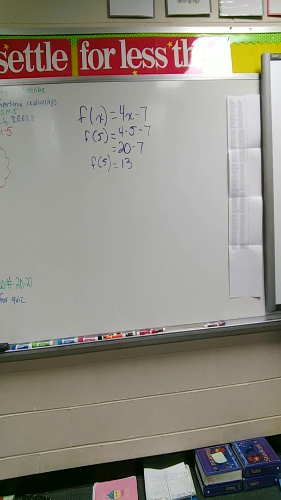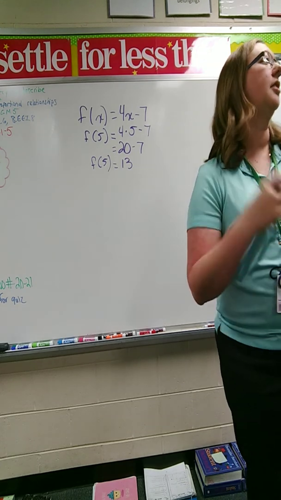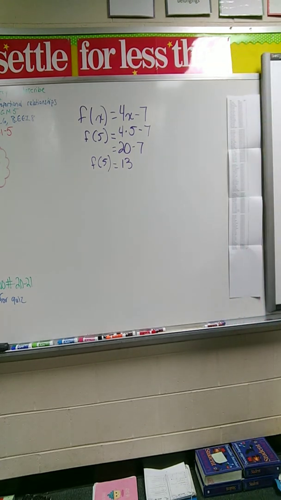What questions do we have? How did you get 5? How did I get 5? 5 was given. Hold on, one at a time. Yes, the problem will tell you what it is. The directions will say, for f of this, solve for f of 3, or solve for f of 2.